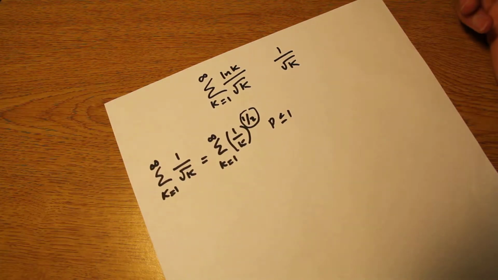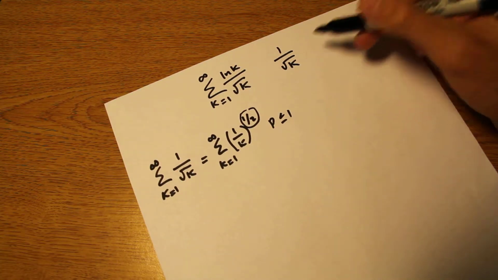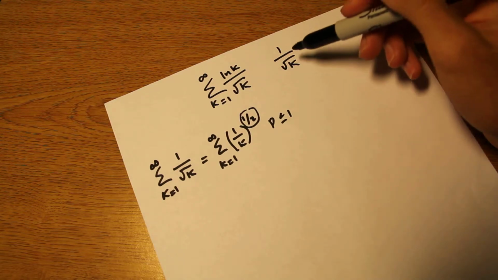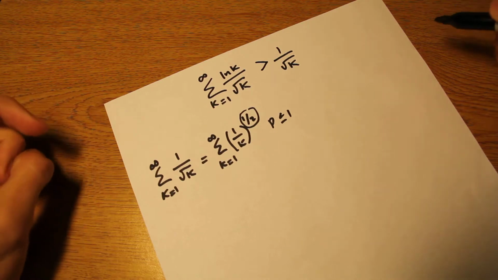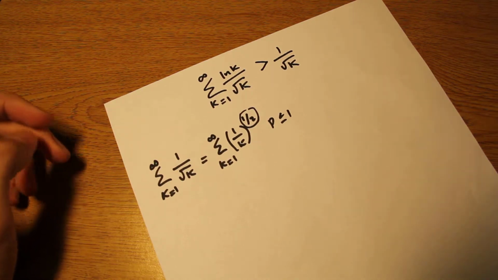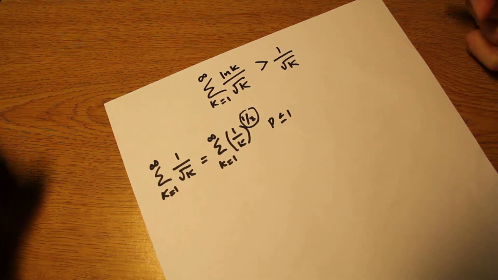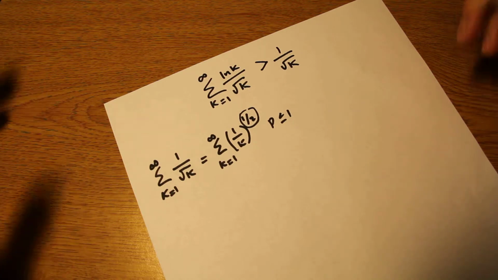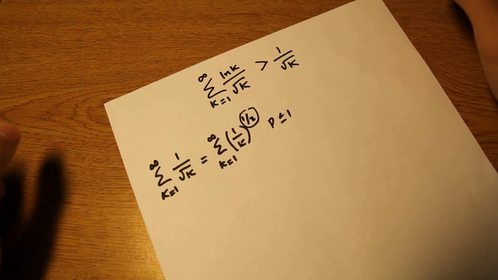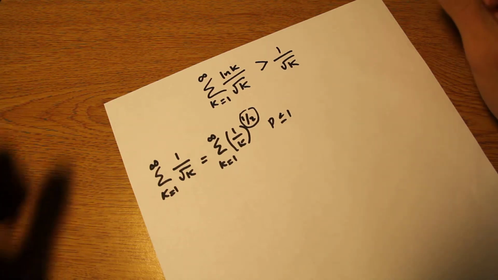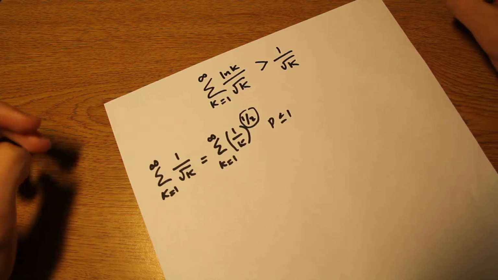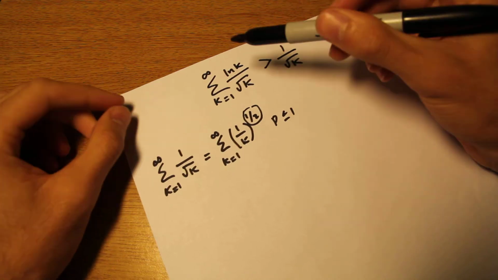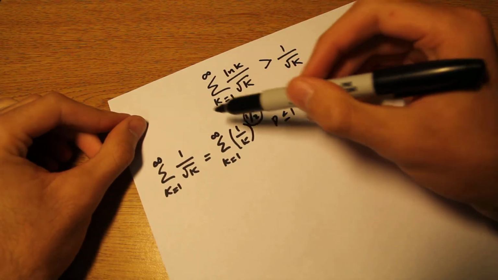And for the basic comparison test to work, when we choose a function that diverges, we have to show that this is less than our given function at all points. Now unfortunately 1 over the square root of k is not less than ln of k over the square root of k at all points. But it is after a certain number. So what we can show is that if part of this diverges, then the whole thing diverges.